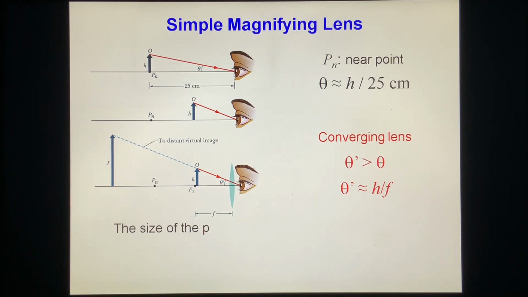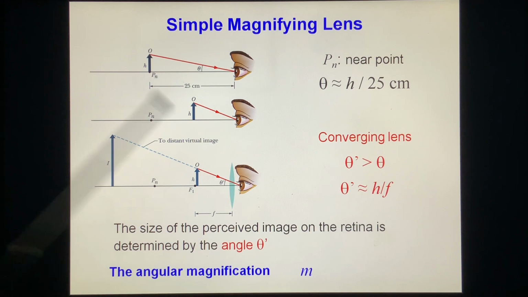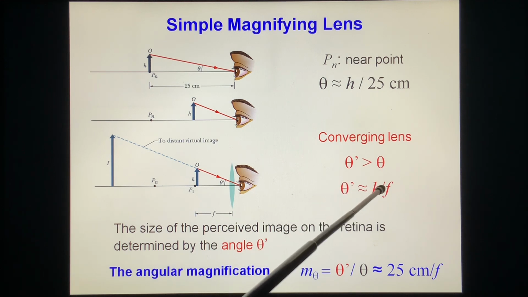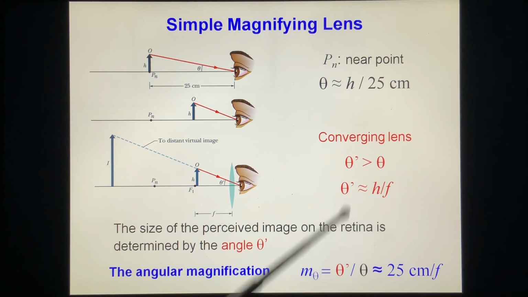The size of the perceived image on the retina is determined by the angle theta prime. And we see the angular magnification m theta equals theta prime over theta. Theta prime is h over f. Theta is h over 25. So this becomes 25 centimeters over f.